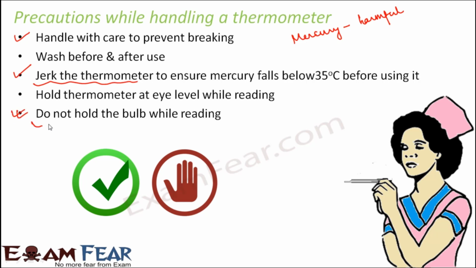This is very important. Why is it so? Because the bulb actually contains the mercury. So if you hold the bulb while reading, the bulb comes in contact with your hand. Therefore, the temperature of the bulb gets altered, and there are chances that the mercury level might fall back because your hand might be colder when compared to the body of that person. So your reading will get altered. So it is always advised not to hold the bulb while reading.